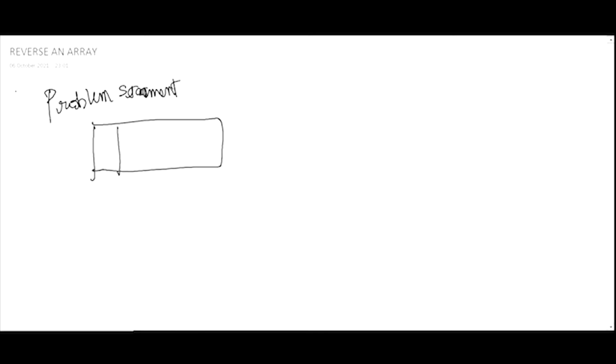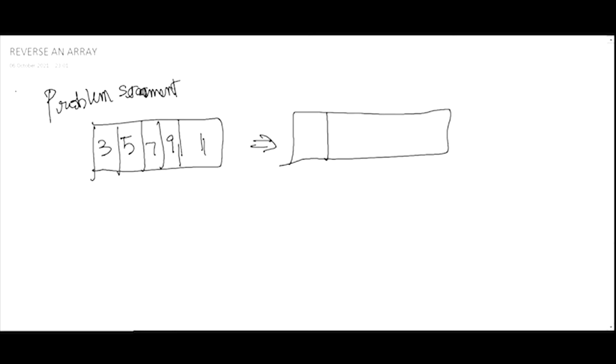The first thing we need to understand here is the problem statement. Let me write this. What do you mean by reversing an array? You know what an array is. We always take this example: 3, 5, 7, 9 and 11. Reversing an array means printing all the elements of an array in reverse order. So that is 11, 9, 7, 5 and 3.